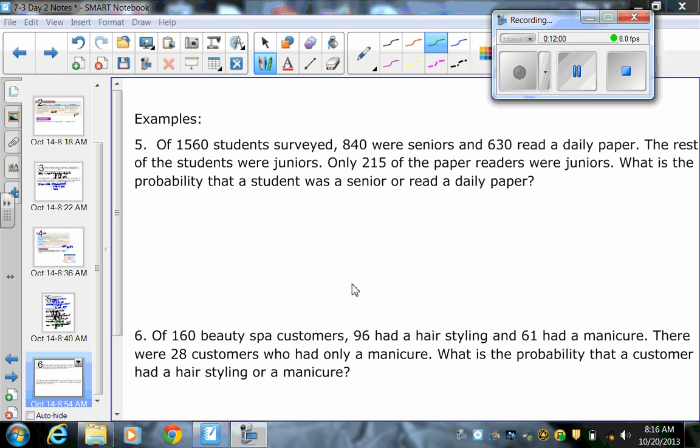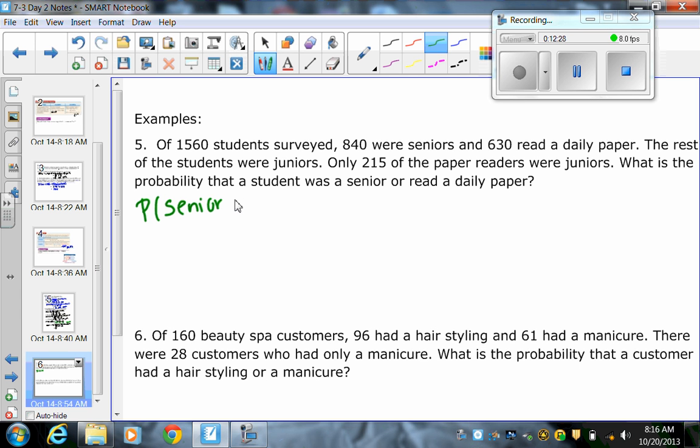Okay, the first one is: of 1,560 students surveyed, 840 were seniors and 630 read a daily paper. The rest of the students were juniors. Only 215 of the paper readers were juniors. What is the probability that a student was a senior or reads a daily paper? So we want the probability of a senior or reads daily.